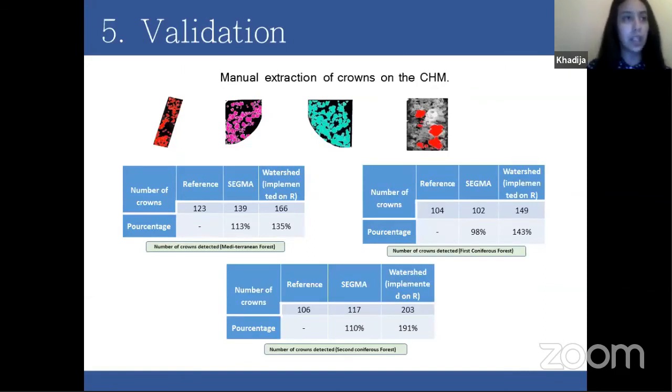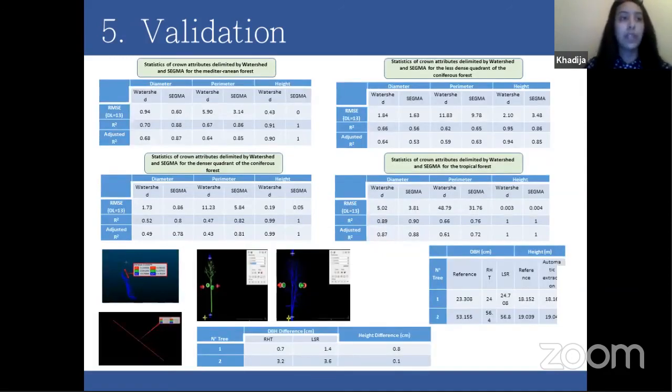In order to validate the results of the ALS point cloud, we established the manual extraction of certain crowns on the CHM, and we manually extracted dendrometric parameters from TLS data. So we can compare the results between manual and automatic extraction for attributes.